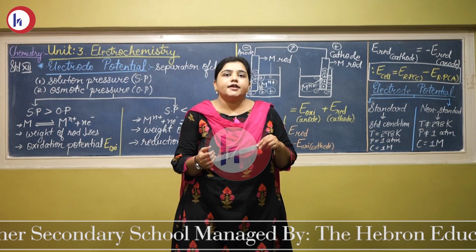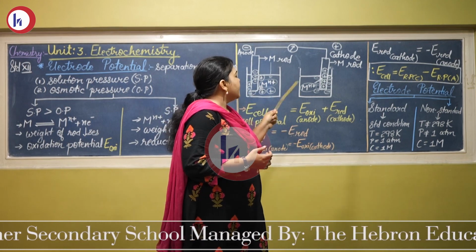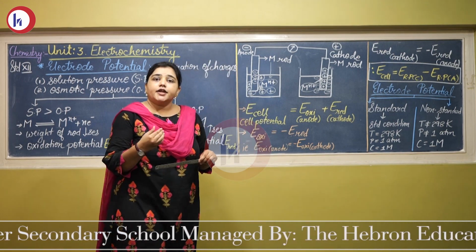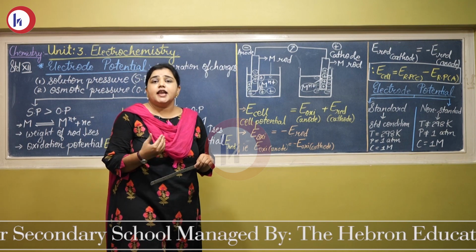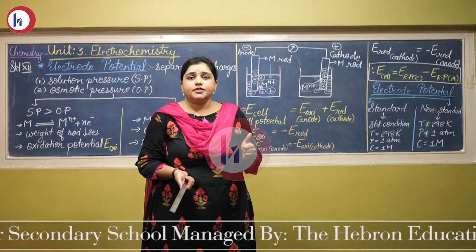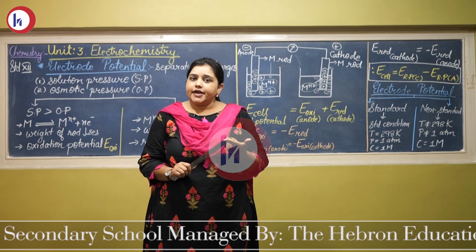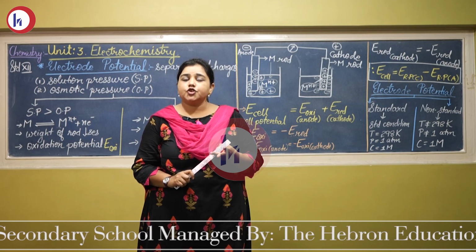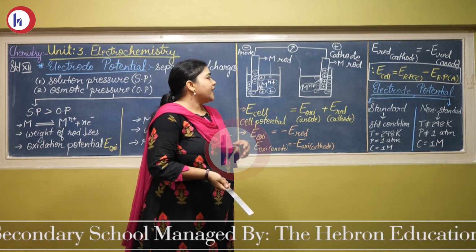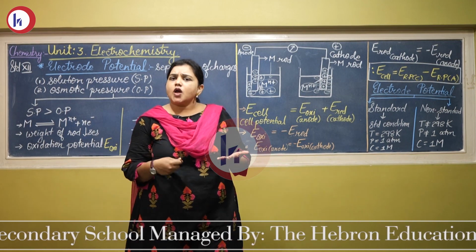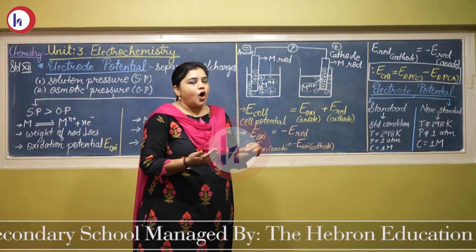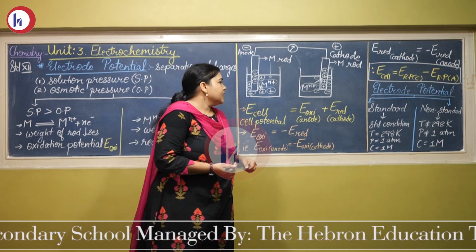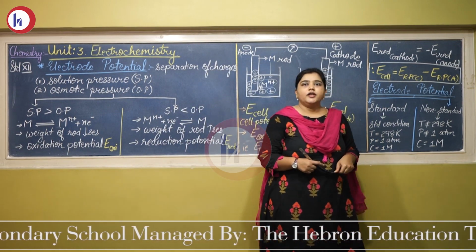Now what do you mean by standard electrode potential? Standard electrode potential is the measurement of electrode potential under standard conditions. We have already discussed this in 11th standard. What are standard conditions? Temperature 298 Kelvin, pressure 1 atmosphere, and the concentration of the solution should be 1 molar. As opposed to that, non-standard conditions will be temperature is not equal to 298 Kelvin, pressure is not equal to 1 atmosphere, concentration is not equal to 1 molar.